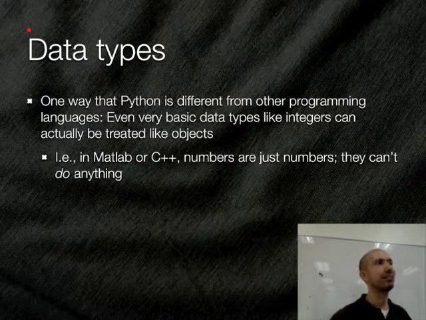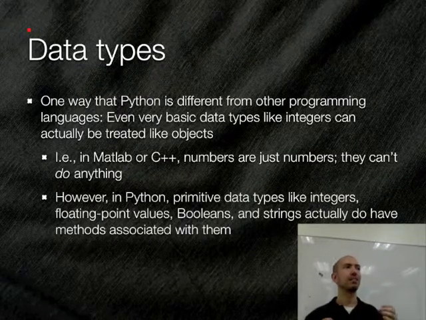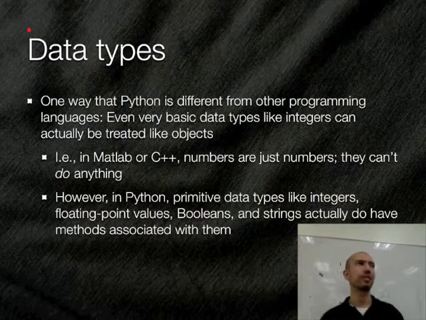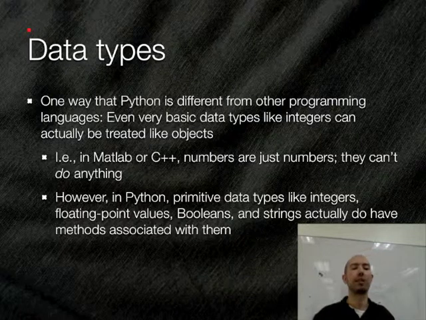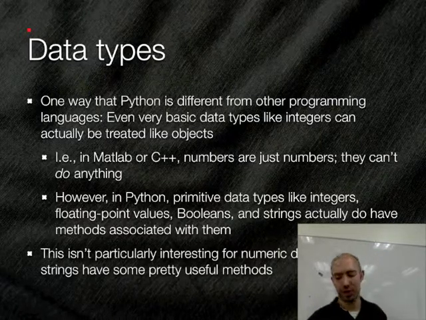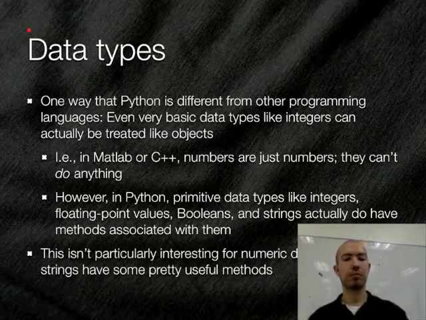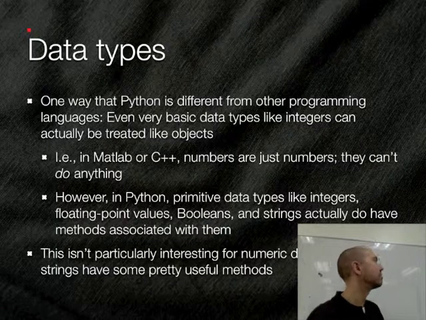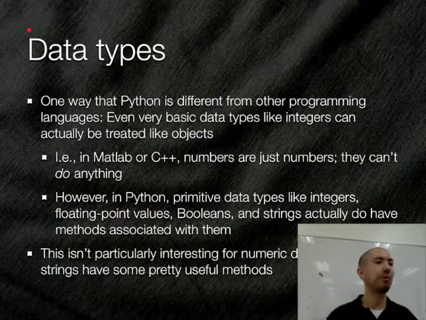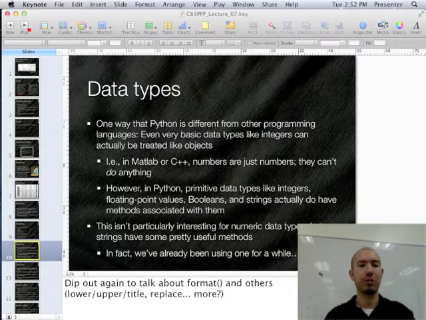In Python, that's different. Data, like integers and floating point values and strings, can do stuff. You can treat them like objects and have methods associated with them. Actually, this is not particularly interesting for numeric data types, but you can do some interesting stuff with strings, so it's worth showing you some of these things.